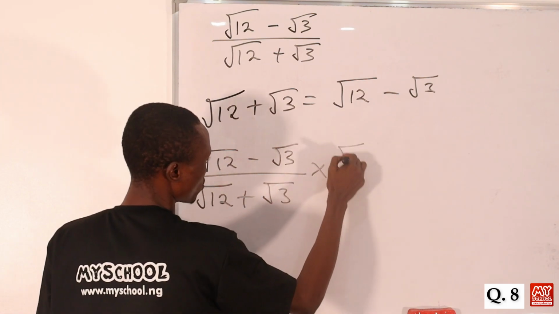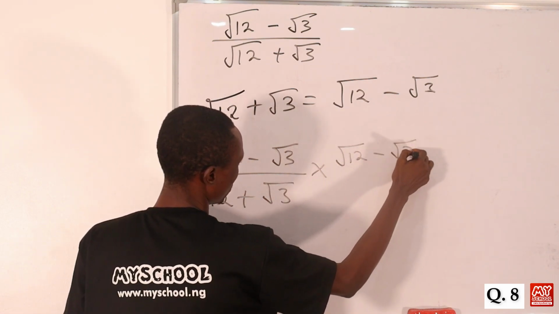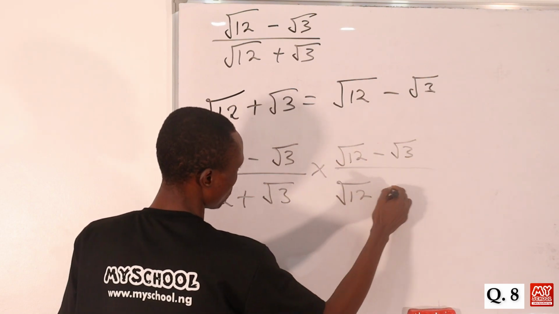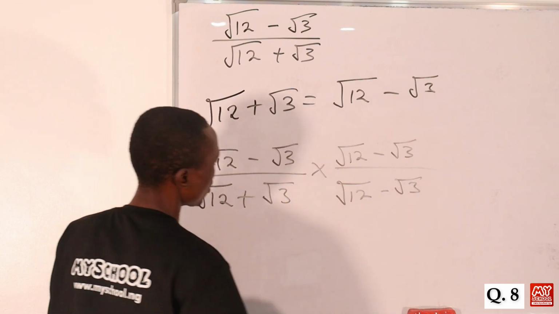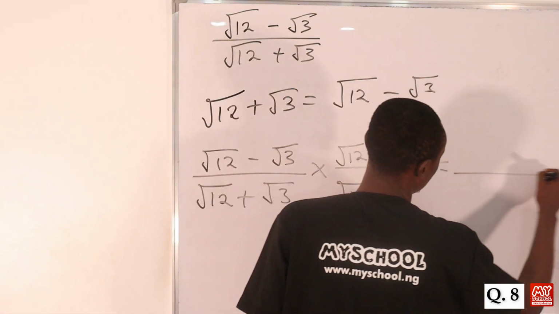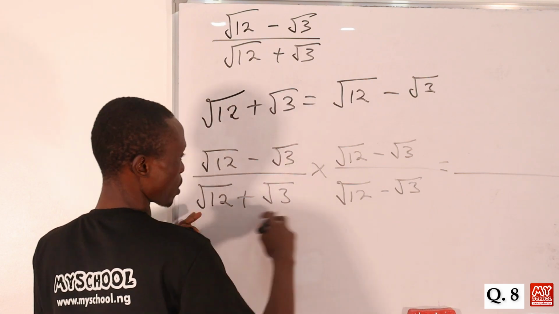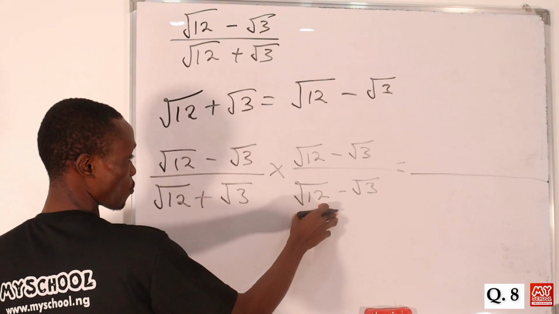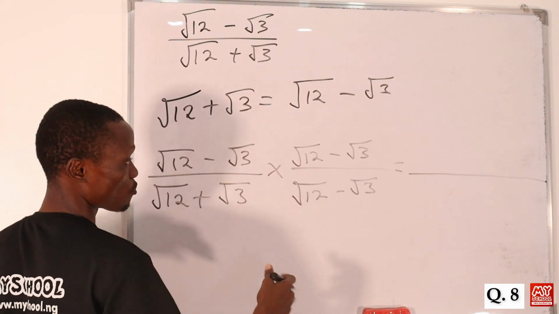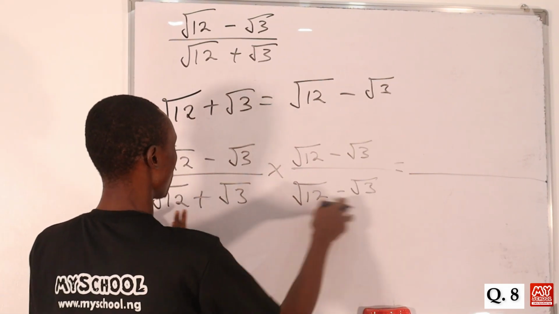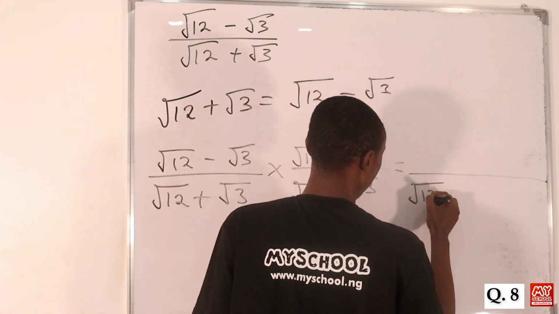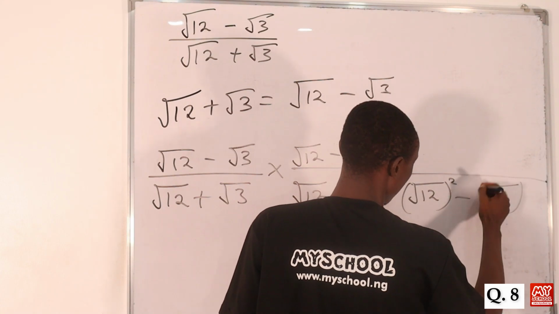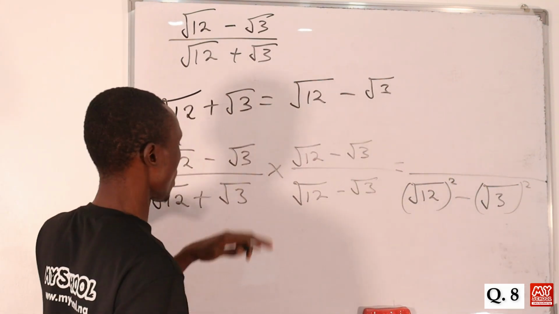So multiply the numerator by root 12 minus root 3. Then we do the same to the denominator, root 12 minus root 3. Okay, so let us deal with the denominator first. If you look at the denominator properly, you'll find out that these are the factors of difference of two squares. So to simplify this, we just write root 12 in bracket raised to power 2 minus root 3 in bracket raised to power 2. So let's multiply out the numerator.